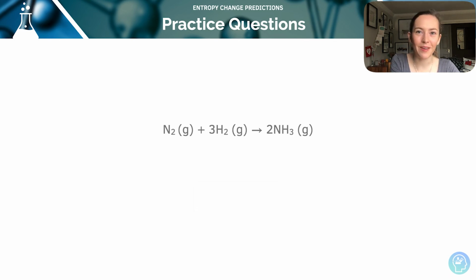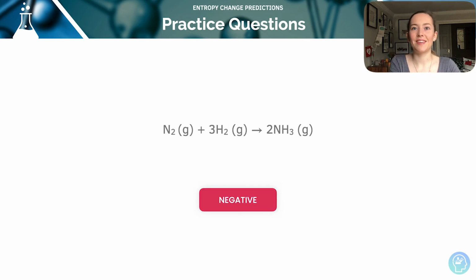And this example here. So everything's in a gaseous state here. So now really what I'm looking at is the overall number of molecules. So we can see the number of molecules on the product side. There are fewer molecules. There are 2 moles versus 4 on the reactant side. So overall, the entropy change is negative.